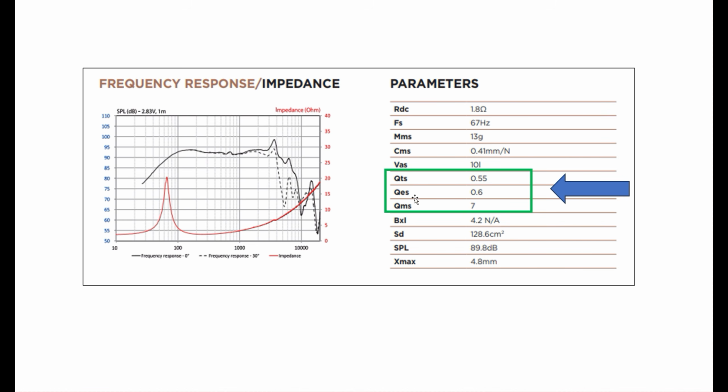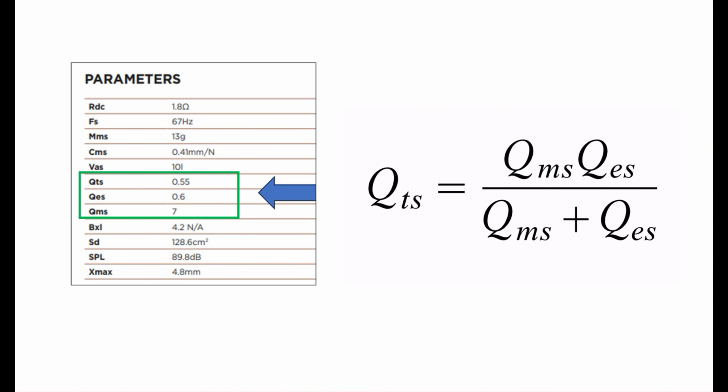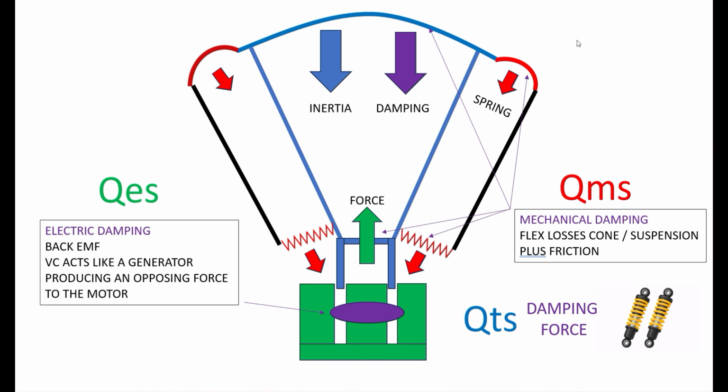Now, you would think that QTS would simply be the electrical plus the mechanical. It doesn't quite work that way. Here is the formula for working it out if you're interested in that kind of thing. Alright, so now we can go back to our original diagram and start putting some labels on it. So the electrical dampening is QES, the mechanical dampening is QMS, and the combined dampening is QTS, the total dampening force, right? Fabulous. So let's go back and have a look at our diagrams, because what has this all got to do with FS?